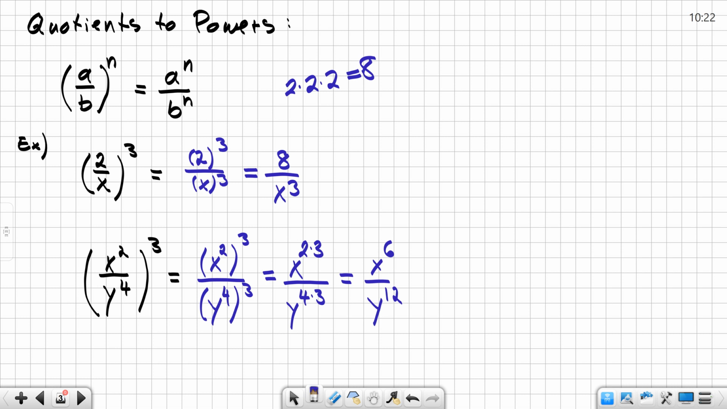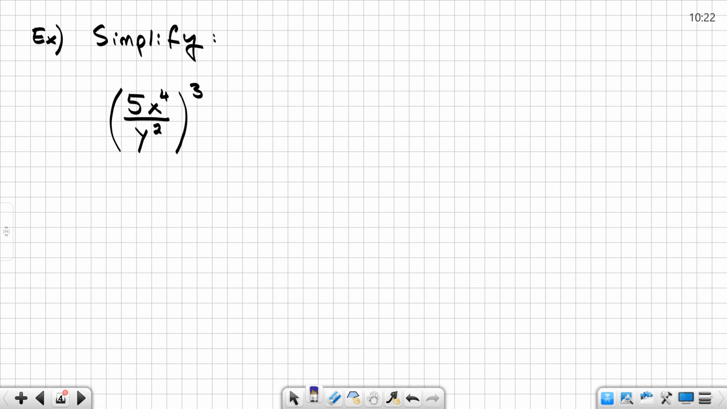So there are really 3 things that I can do with exponents. I can add them, I can subtract them, and I can multiply them. And it is your job to know when to do what. Let's have a look at another example, slightly bigger. We want to simplify 5x to the 4th divided by y squared, everything raised to the third power.